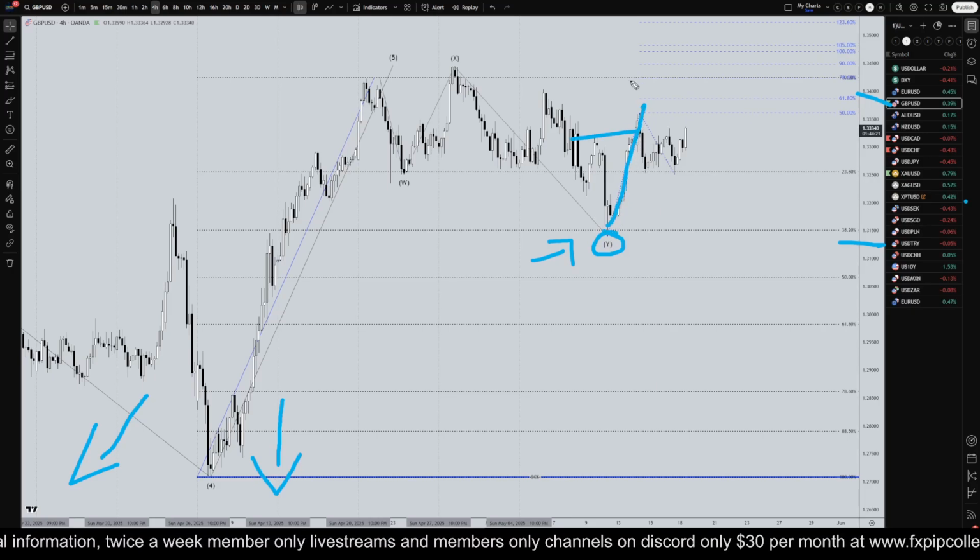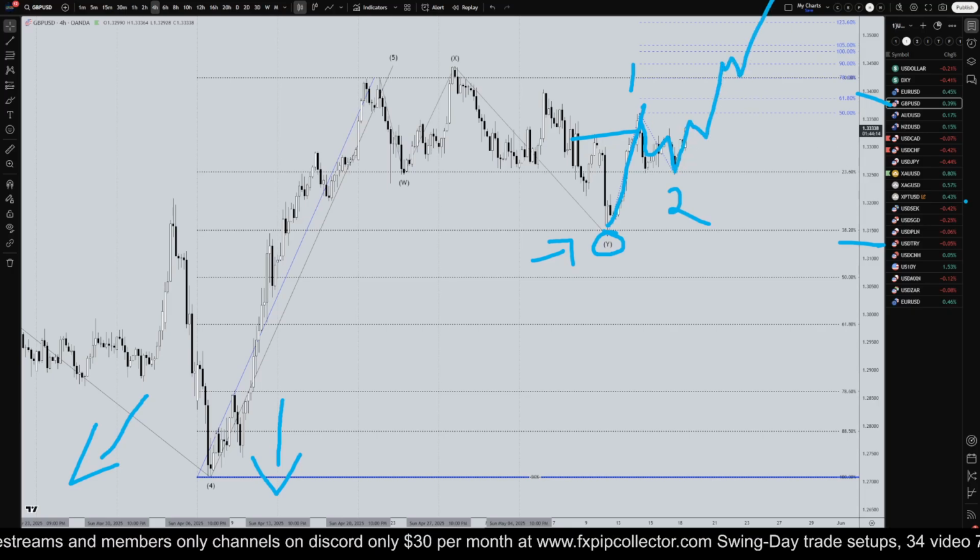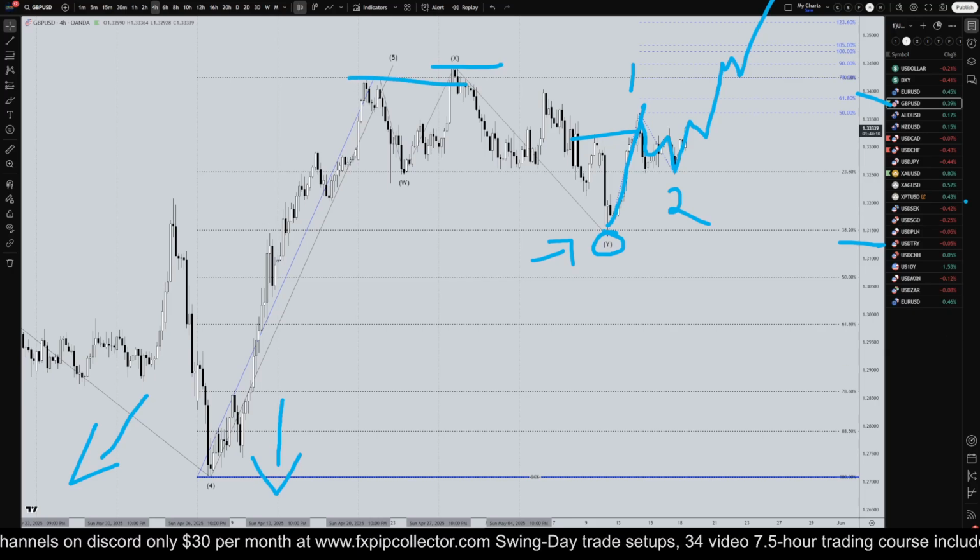Then we have a nice impulsive up. We got a nice break of structure. Hopefully it's a wave one. We got a nice three-wave pullback. Should be a wave two. And I think there's a very good likelihood that we are in a wave three and that we will go up and take out the previous highs in this wave three.